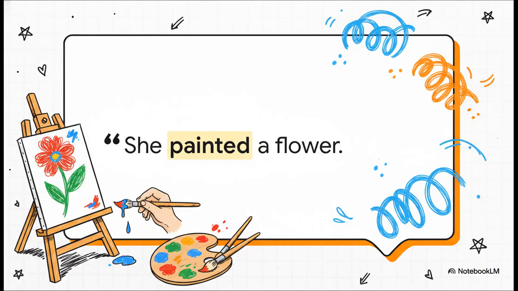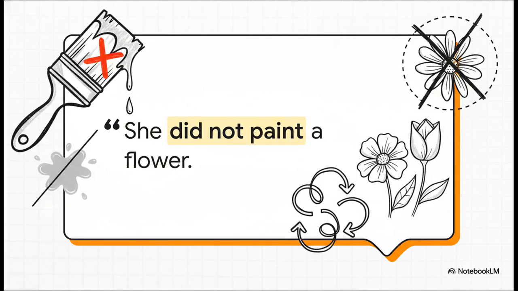Let's lock this in with our painting example. See, it's a positive statement. There's no did anywhere, so we use verb 2, painted. Easy peasy. But now we're making it negative, so the helper did not shows up, and bam, our main verb goes right back to its original form, paint. Once you see this pattern, you just can't unsee it.